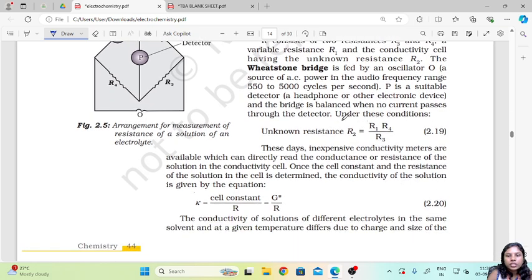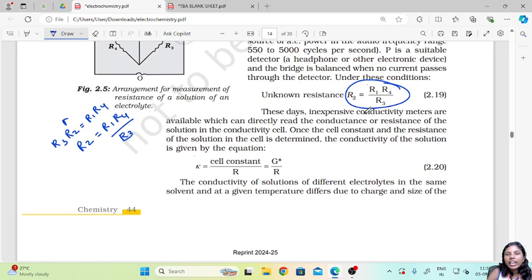Under these conditions we have R3 R2 equals R1 R4. This is the equation. Now if you want to find the unknown resistance R2, what we do is R2 equals R1 R4 upon R3. Okay, so this equation is known.